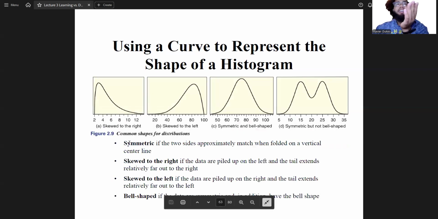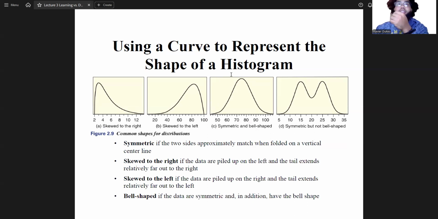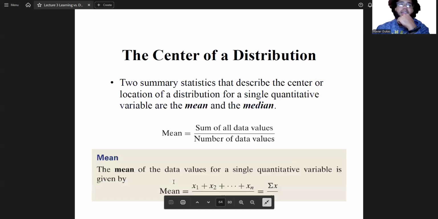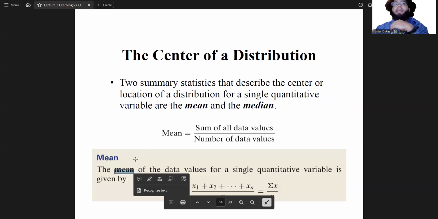symmetric. If the two sides approximately match, then it's symmetrical. This is symmetrical. This is symmetrical. These would be asymmetrical or skewed. Okay. Oh, it tells you symmetrical but not bell-shaped. This would be a Gaussian or normal distribution. All right. If the two sides are perfectly matched, they can be skewed to the right, skewed to the left, and or bell-shaped.